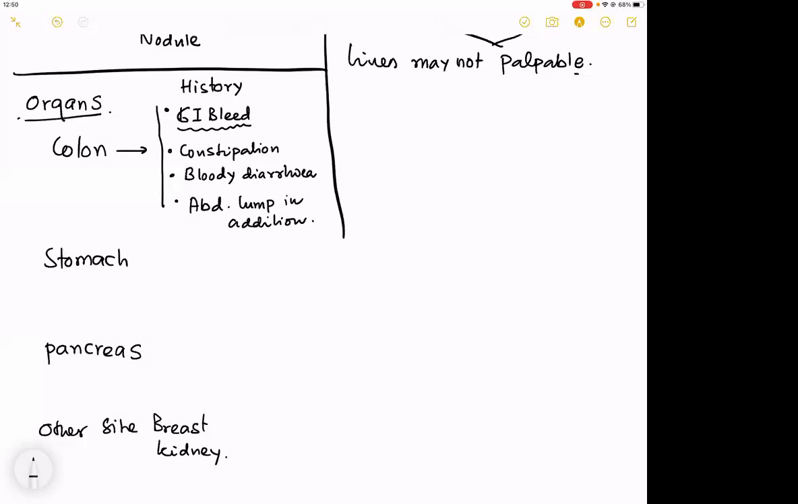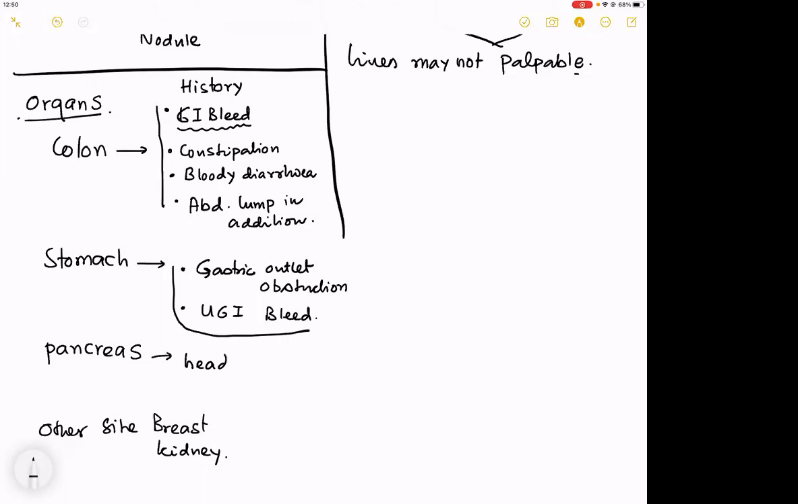Yes. Good. If it is stomach, we are going to describe that very soon. History of gastric outlet obstruction. Number two, upper GI bleed. Pancreas. If it is something to do with the head of the pancreas, obstructive jaundice, very good.